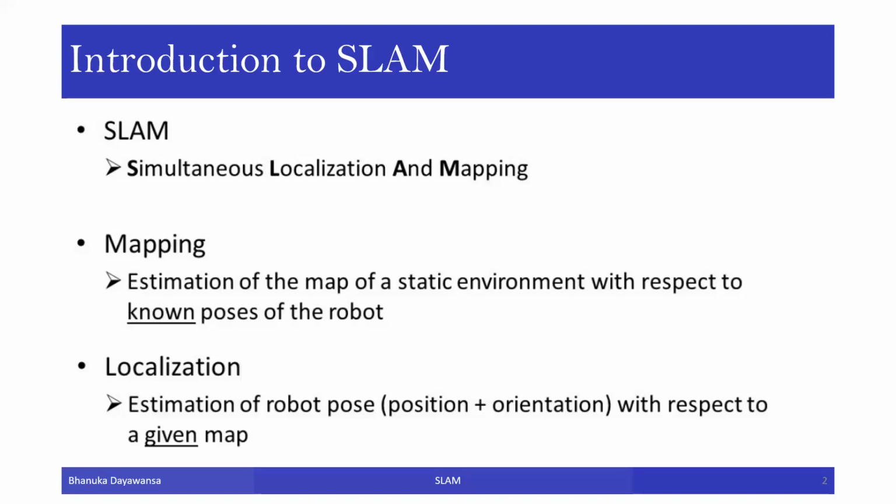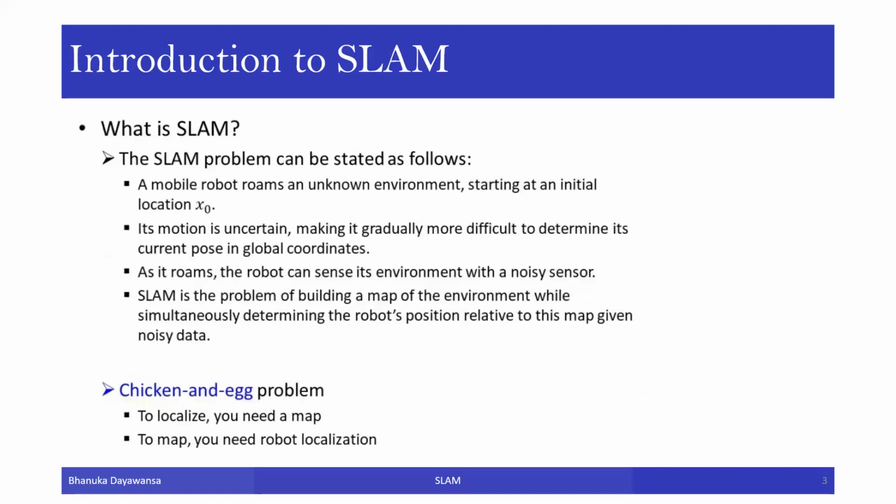But if you don't have both these, you don't have the map and you don't know the position, right? Then you have to do this simultaneously, and you have to do the localization and mapping at the same time. That's the SLAM problem, right? So the SLAM problem, you can read this, unknown environment. I'm not going to go through all this.